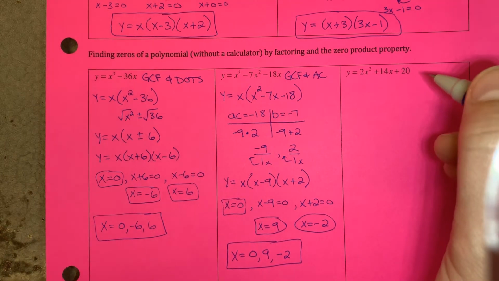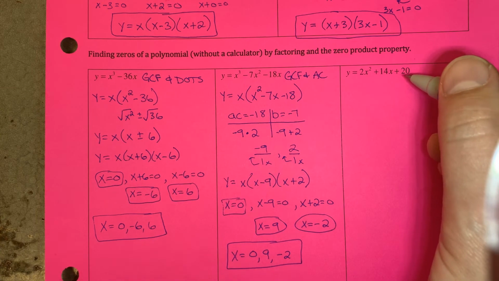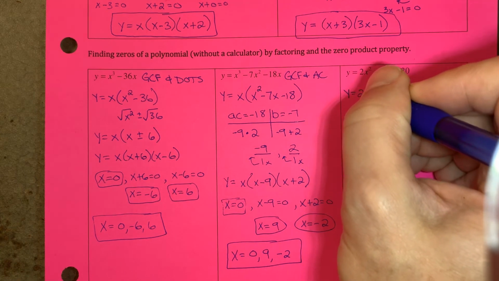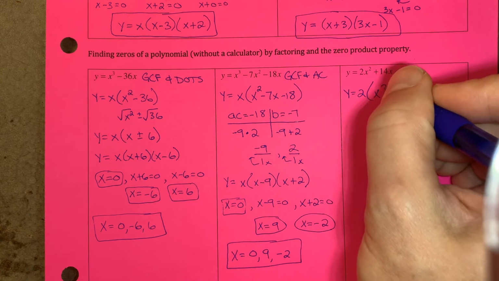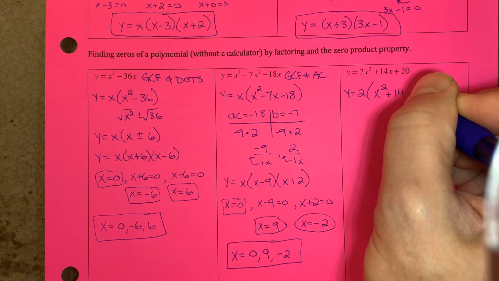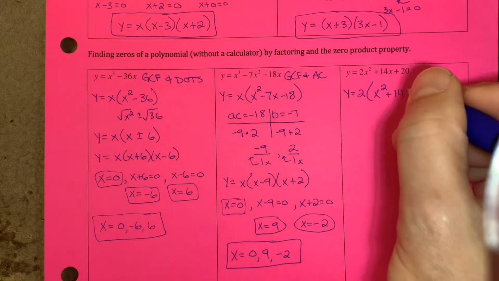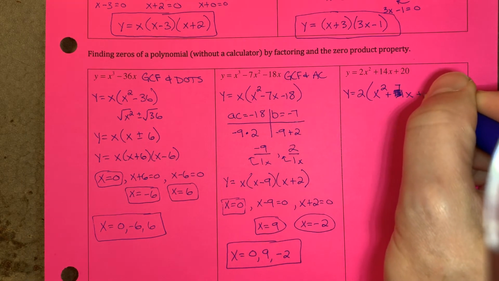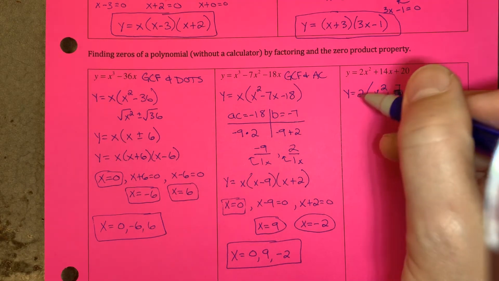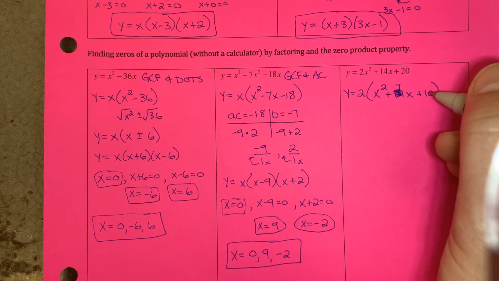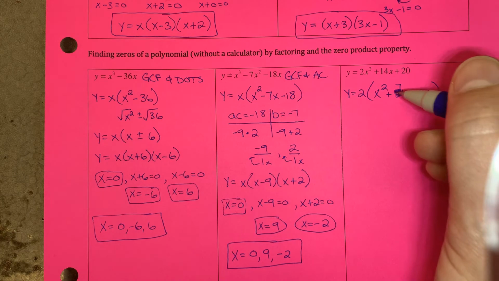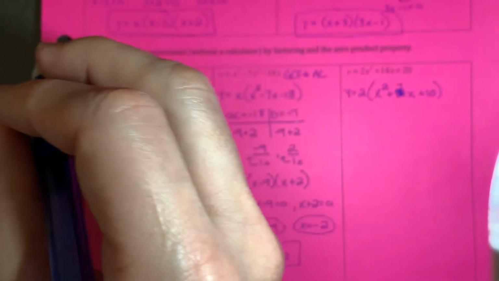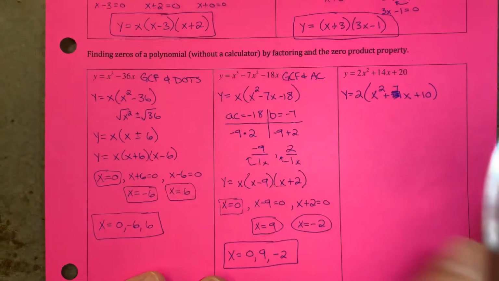And the last one does have a GCF. It is a GCF of 2, so we pull that out. Y equals 2, parentheses, x squared plus 7x plus 10. I forgot to divide 14 by 2, so that's 7x. We go ahead and look inside, and I've got three terms, so AC factor.